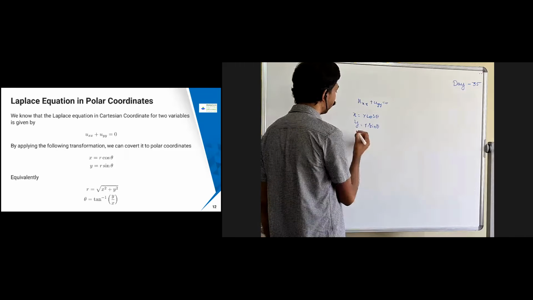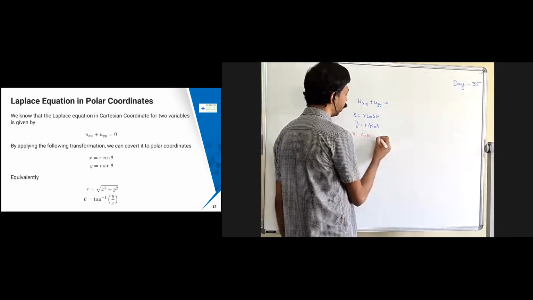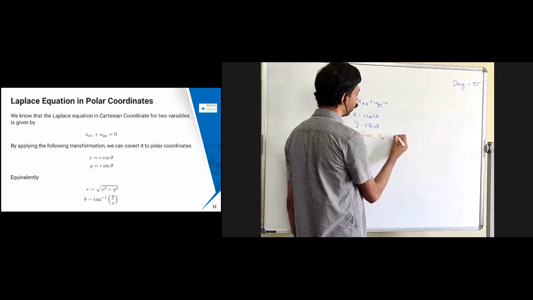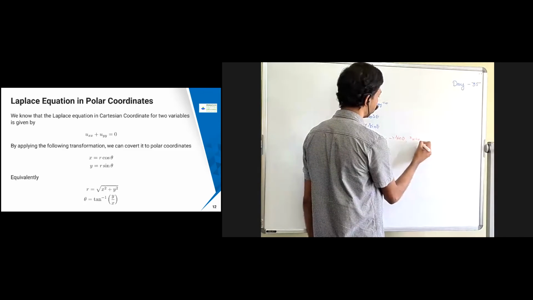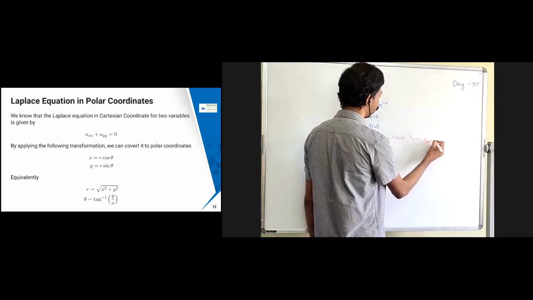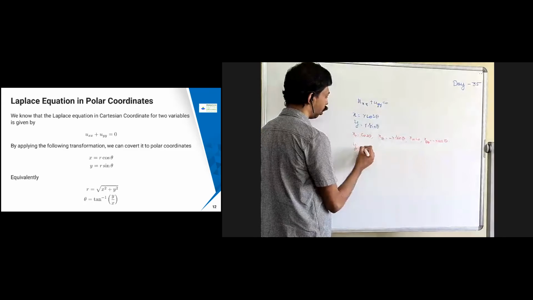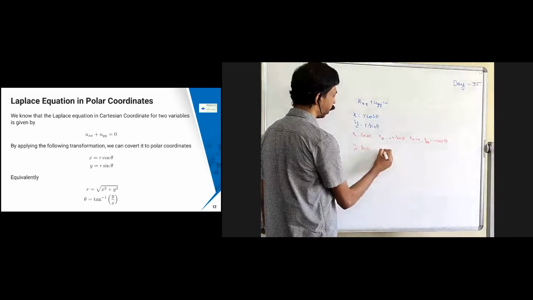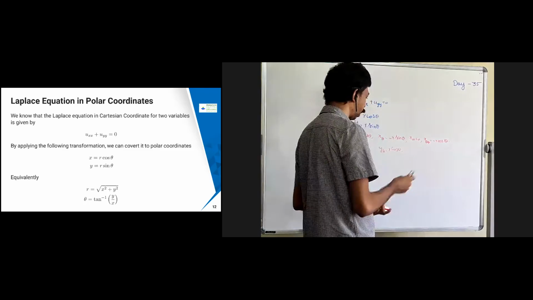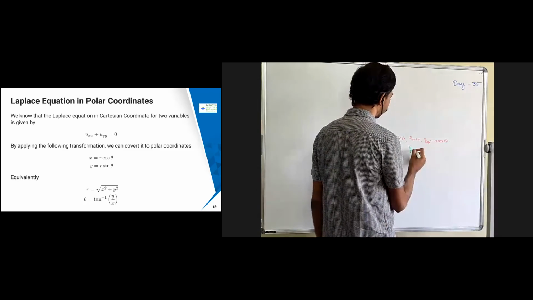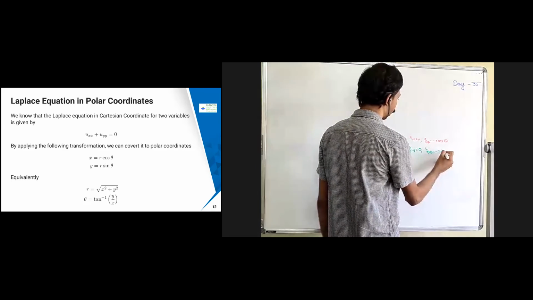So what is it going to come? I have to find what is my x_r. x_r is going to become cos theta. x_theta is going to become minus r sin theta. Then x_rr is 0, and x_theta theta is minus r cos theta. Similarly, y_r equal to sin theta, y_theta is going to be r cos theta, and y_rr is 0 again. y_theta theta is going to be minus r sin theta.